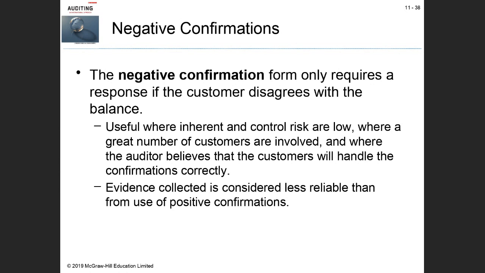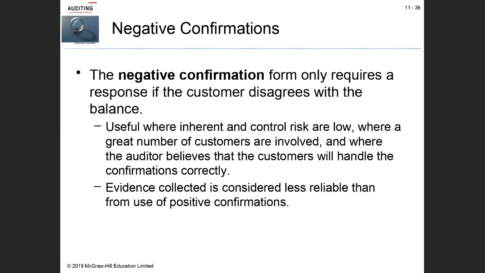Negative confirmations are used because they can send out a large number of them and they don't have to follow them up. Unless somebody writes back and says there's a problem with the balance of the mortgage loan, the auditors don't have to follow up. Remember, in a positive audit confirmation, they do always have to follow up, but not in a negative confirmation, okay?